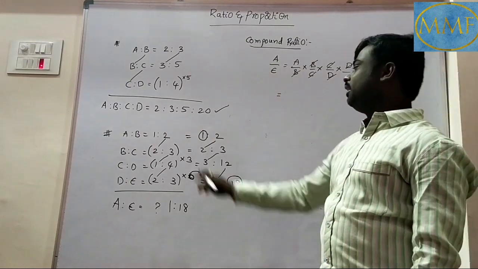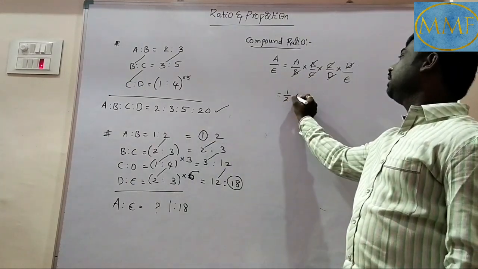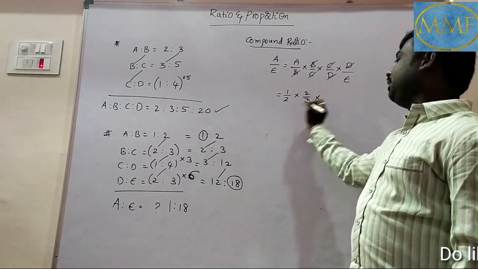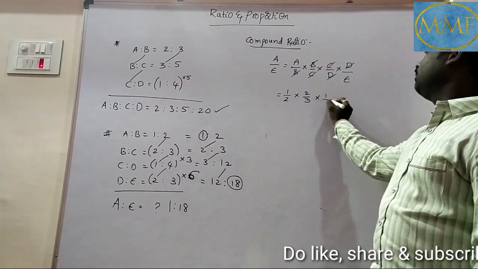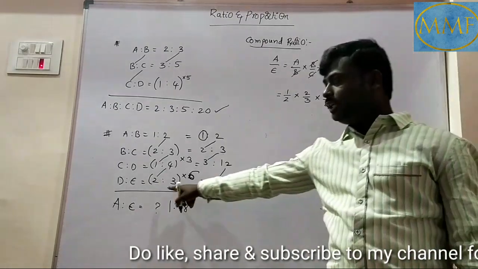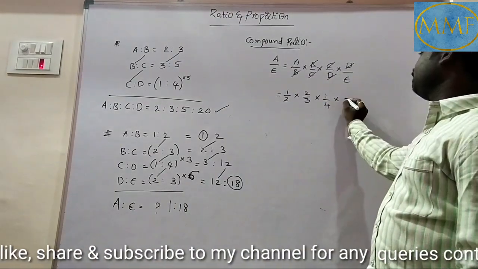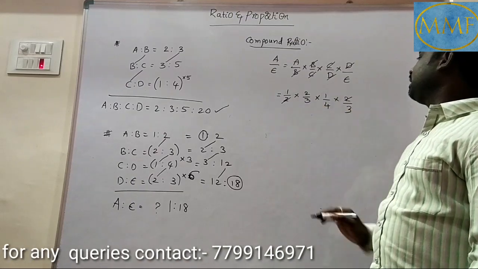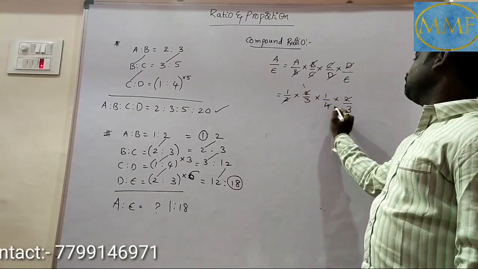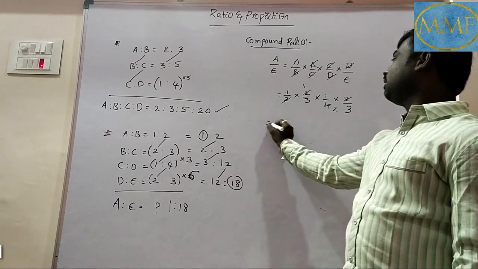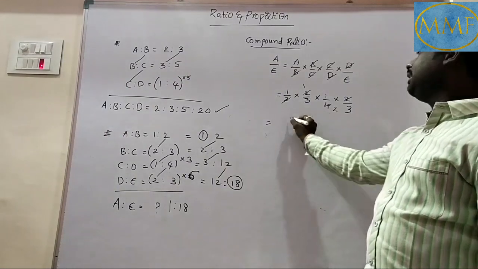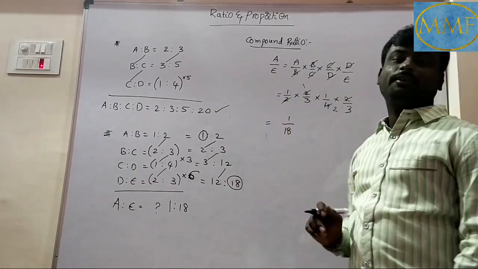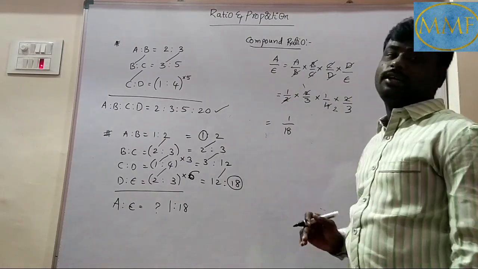What is A is to B? It is 1 by 2 into. What is B is to C? It is 2 by 3 into. What is C is to D? 1 by 4 into. What is D is to E? 2 by 3. Now 2 is going to be cancelled, 2 1s, 2 2s. Then what is left over? 3 3s are 9, 9 2s are 18. So 1 out of 18. So A is to E you are getting again 1 is to 18. You can find it this way also.